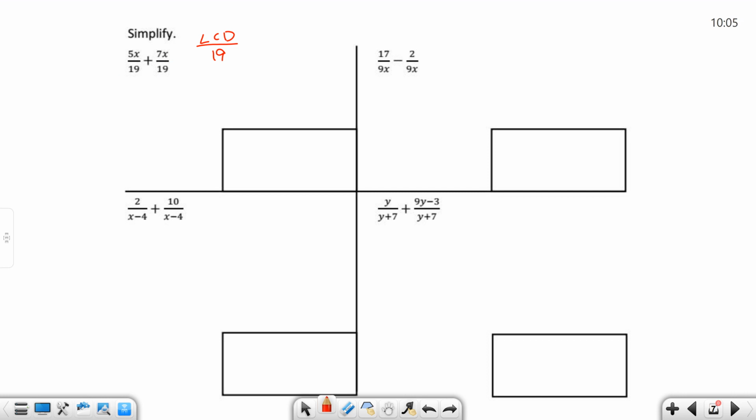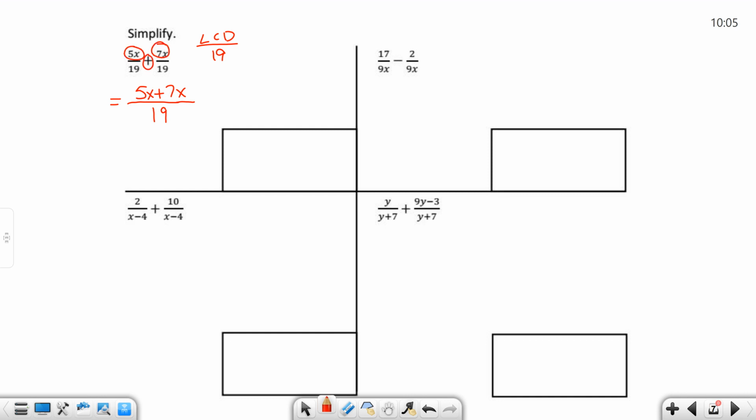And actually, I said every problem has restrictions, but this particular problem doesn't have any x's in the denominator, so it actually does not have restrictions. I'm not going to find them, but we can recognize, hey, this one doesn't have restrictions. So this is going to end up being 5x plus 7x over 19. And again, the plus sign says take these two things with the signs they have.